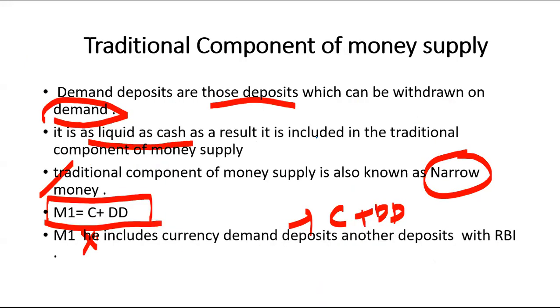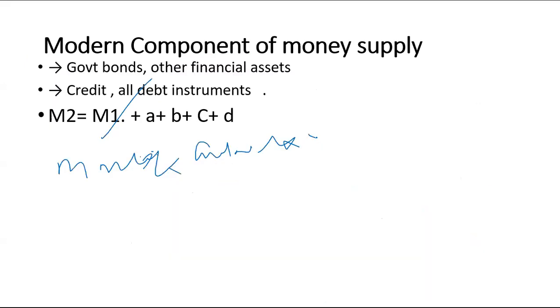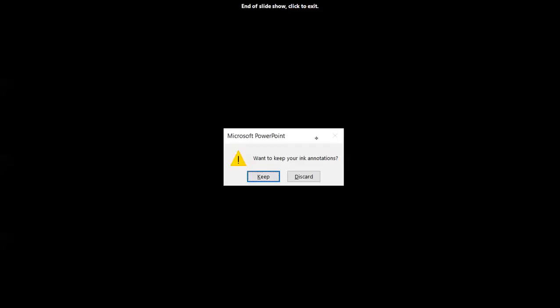So we have seen that the components of money supply are explained by three sets of people. The first is the traditional component that we talked about. Then the modern component. In the modern component, first we studied Milton Friedman, then Gurley and Shaw and their analysis, then we have also seen Radcliffe. Write in the chat box whether you understood or not.